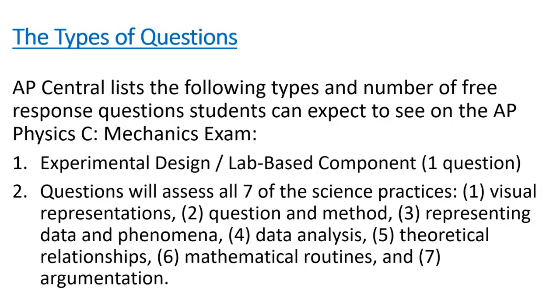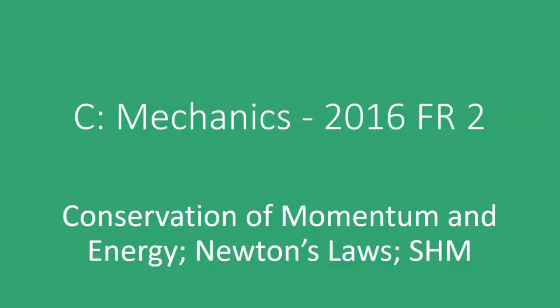AP Central lists the following types and number of free response questions students can expect to see on the AP Physics C Mechanics exam, including experimental design and a lab-based component. And then on the whole, the questions will assess all 7 of the science practices listed here. Today we're looking at the C Mechanics exam question number 2 from 2016, which covered conservation of momentum and energy, Newton's laws, and simple harmonic motion.